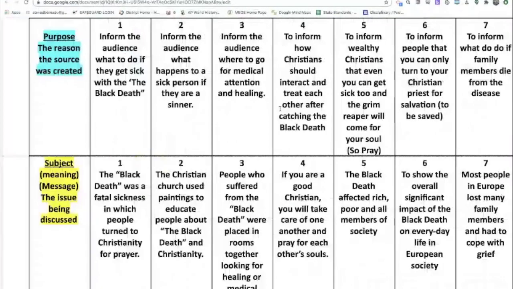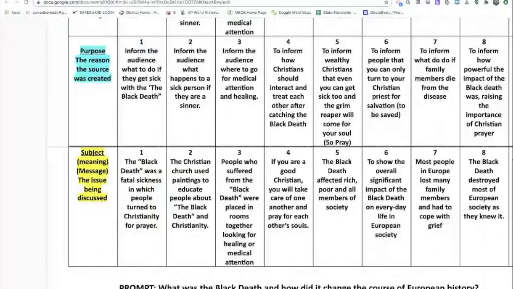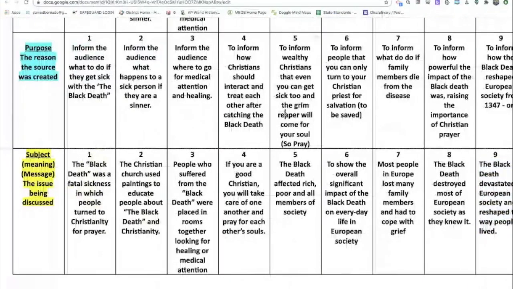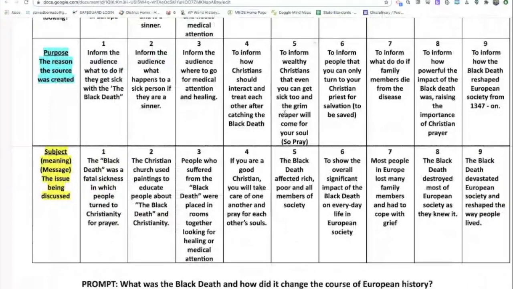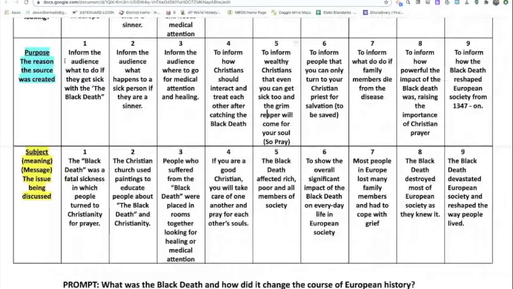Now, looking at all of this, okay? Looking at all of this, you use all of the purpose and all of the meaning, the message, to answer the claim that we asked you in the first place. What was the Black Death and how did it change the course of European history?